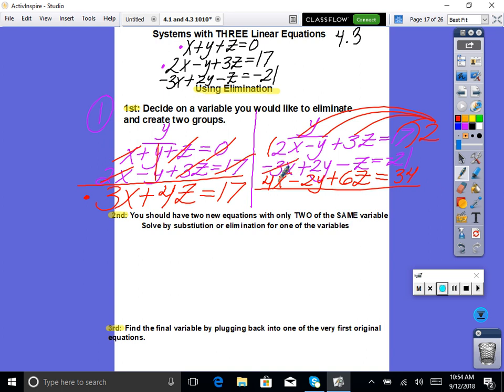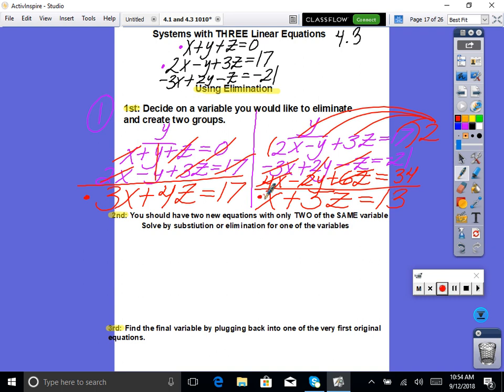Now add straight down and let's write what we get. Negative 3x plus 4x, 1x. And then our y's cancel out. Then negative 1z plus 6z, which is plus 5z. And that's equal to 13. Okay, so now look. We're done with step 1.